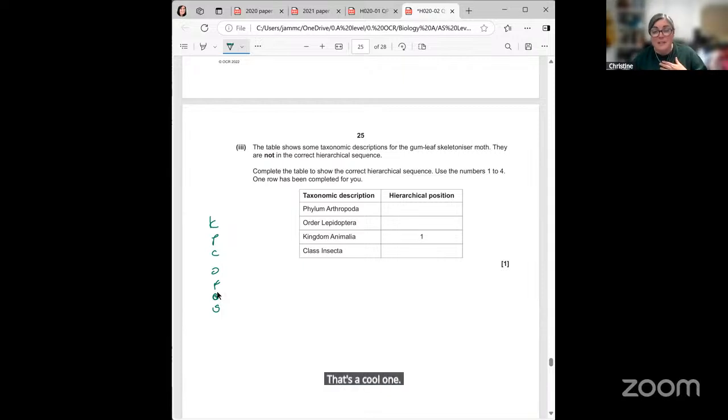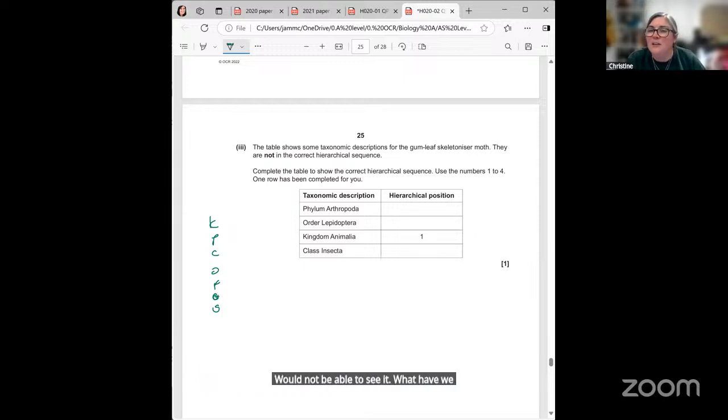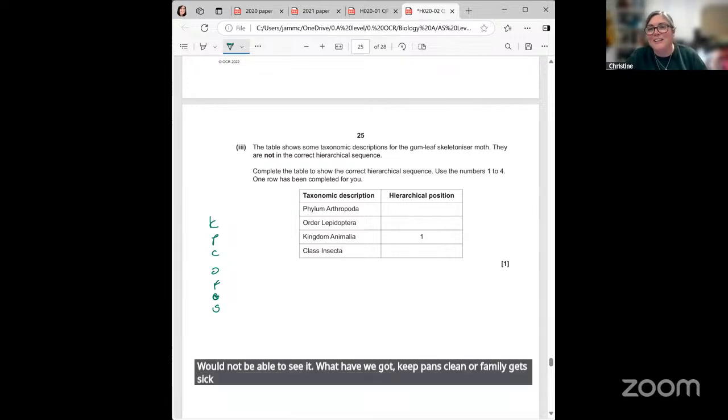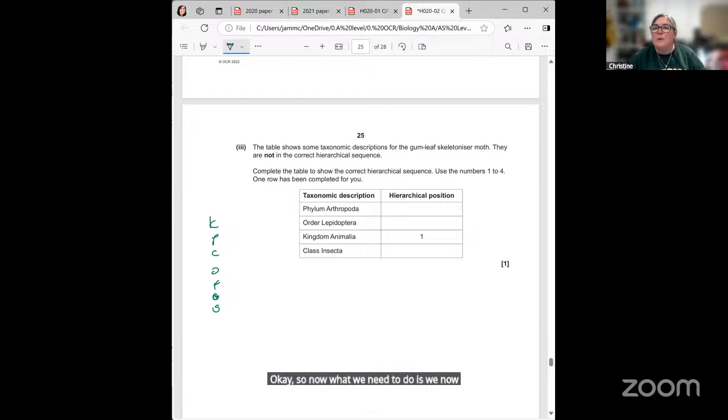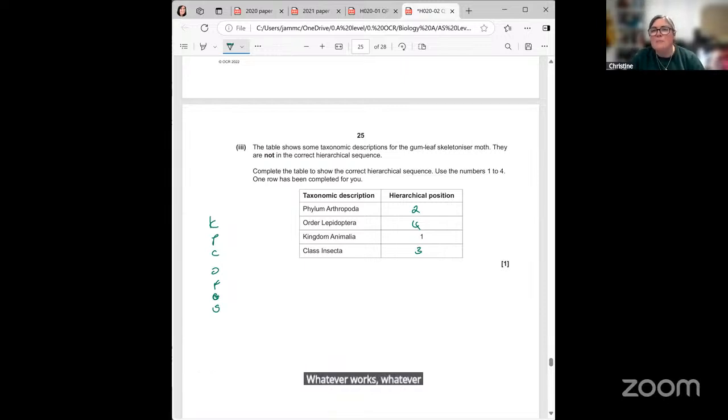I would never remember that. I've read that right now, give me 2 seconds, and if I couldn't read it again, I would not be able to say it. What have we got? Keep pans clean or family gets sick. That's a good one, and that links to communicable diseases. Okay, so now we need to put them into order. For Animalia, we've got kingdom, phylum, class, order, family, genus, species. So that's the one that goes with King Philip could order fritty green soup. Whatever works, whatever works.